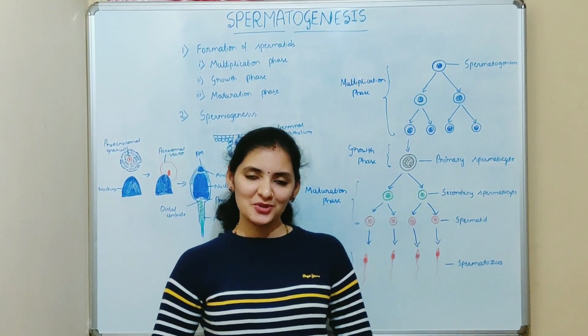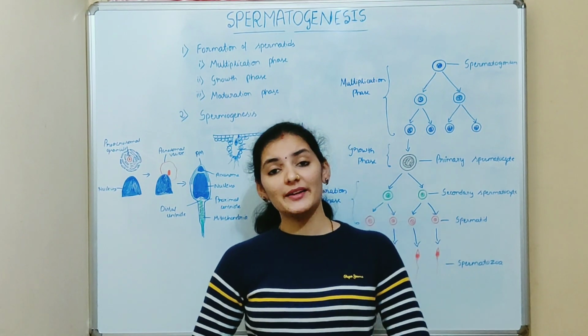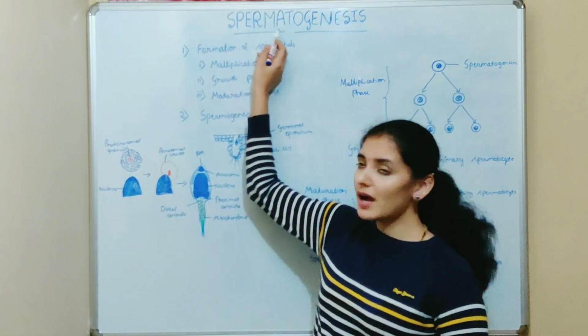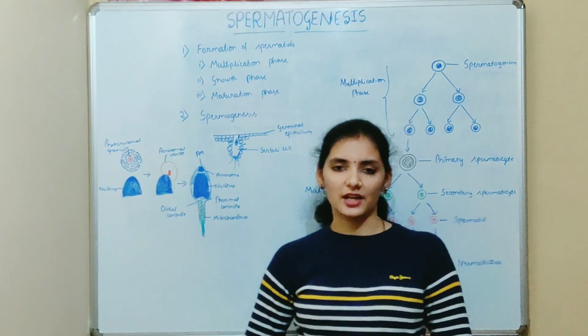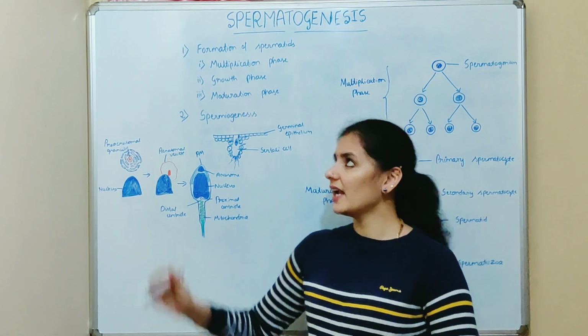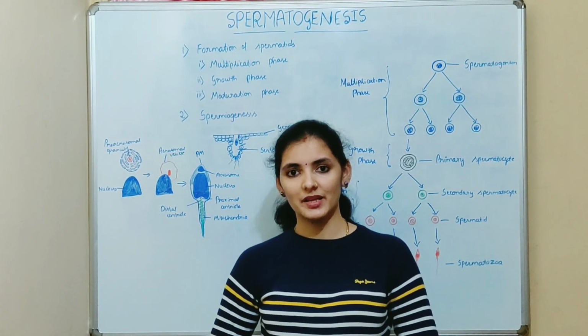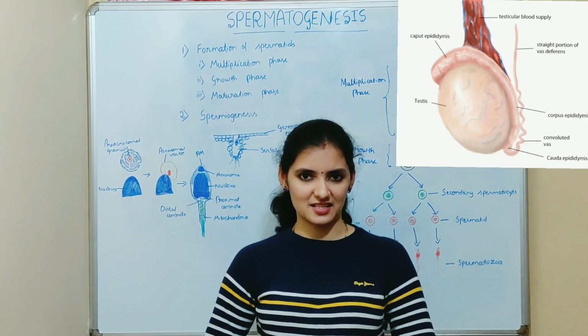In this video, I'm going to talk about the concept of spermatogenesis. The word spermatogenesis is derived from the Greek word in which sperma means seed or sperm and genesis means production. So as the name indicates, spermatogenesis is a process of production of a sperm. Spermatogenesis takes place in the male gonad called the testis.